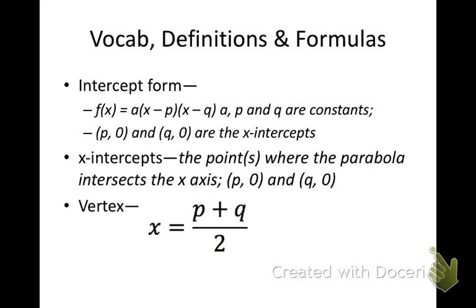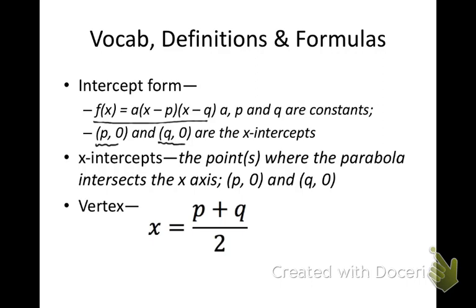It is f of x or y equals a times the quantity x minus p times the quantity x minus q. So the values a, p, and q are constants, are numbers. P and q are the x-intercepts. They're the points where the parabola crosses the x-axis. So you can put them in coordinate form. So p comma 0 would be one point you can graph, and q comma 0 is a second point that you can graph. X-intercepts are the point or points where the parabola intersects or crosses the x-axis.